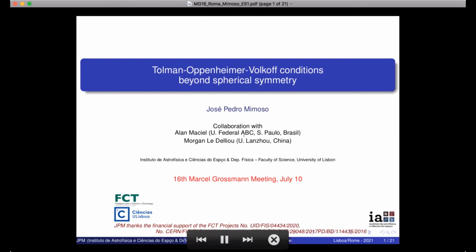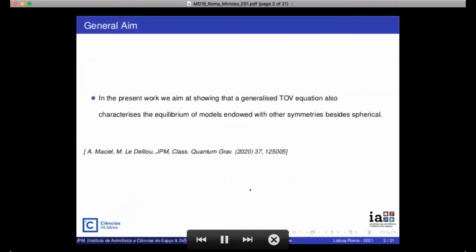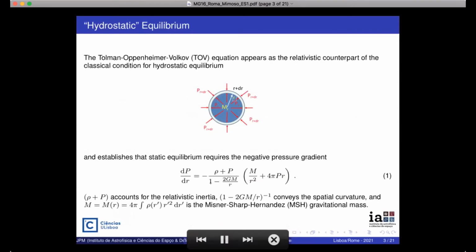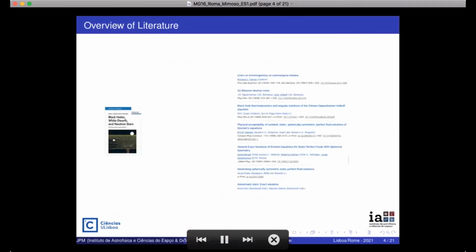So the purpose of this work is to try to generalize the well-known Tolman-Oppenheimer-Volkoff equation, which is depicted here in a way.